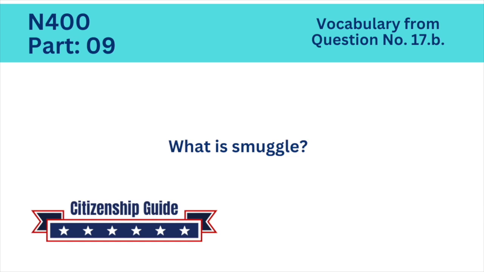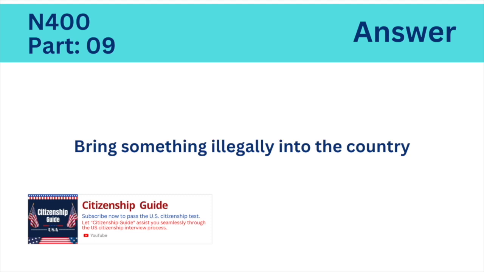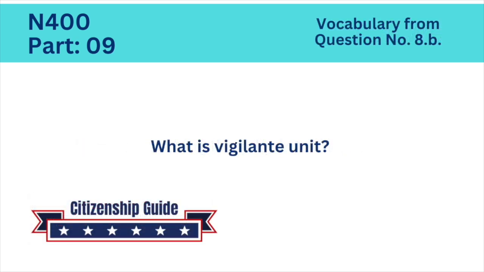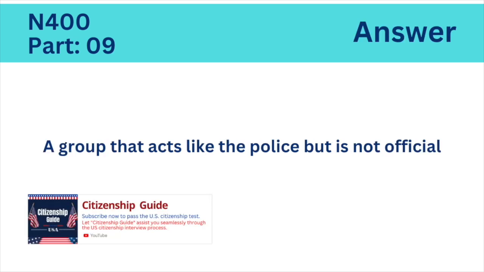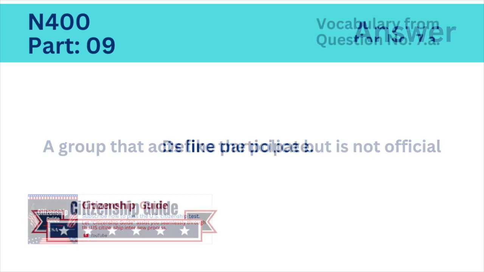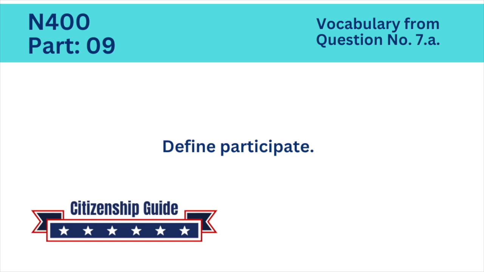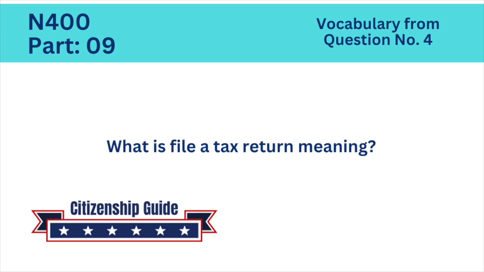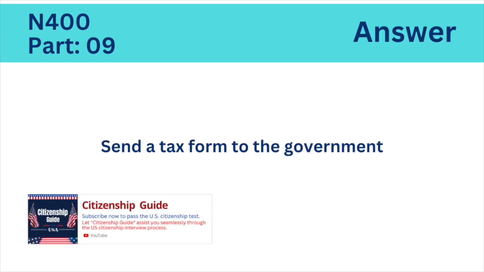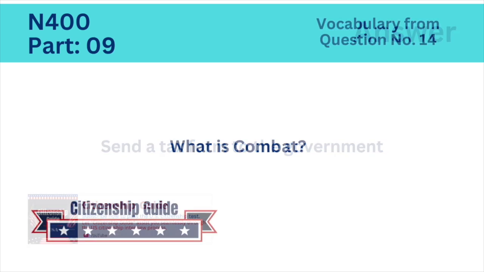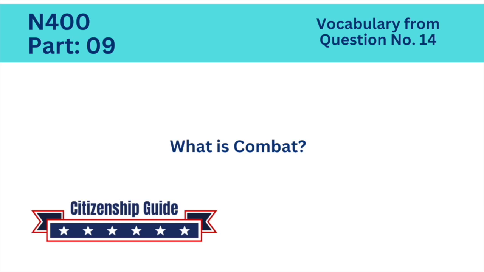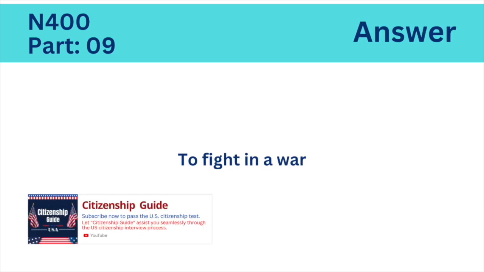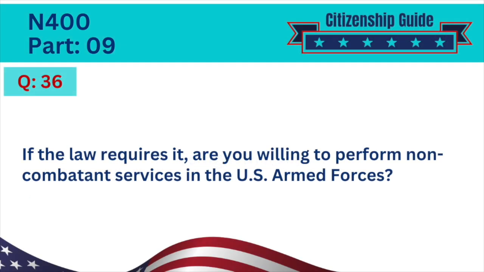What is smuggle? Bring something illegally into the country. What is vigilante unit? A group that acts like the police, but is not official. Define participate. To be part of. What is file a tax return meaning? Send a tax form to the government. What is combat? To fight in a war. If the law requires it, are you willing to perform non-combatant services in the U.S. Armed Forces? Yes.